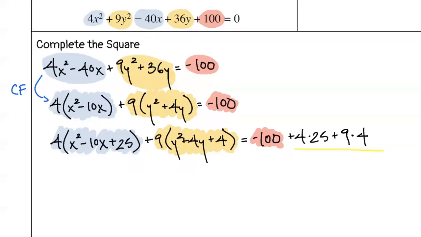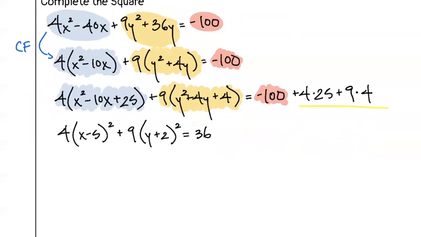All right. We've made it messier. Now let's pack it all back in so we can see those perfect squares. And we get 4, parentheses, x minus 5 squared plus 9 parentheses y plus 2 squared equals 36. All right. What is my last step here to make sure that I can see exactly what the graph is going to look like? Bingo.